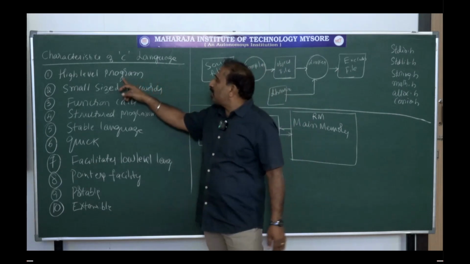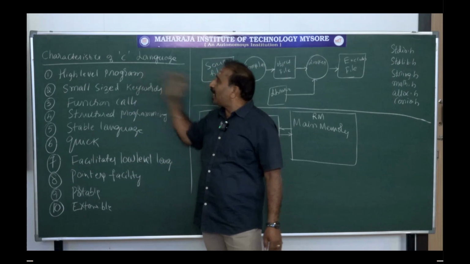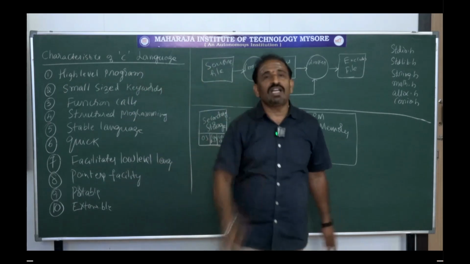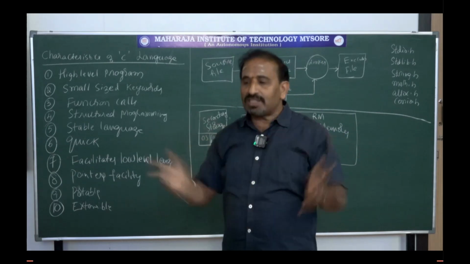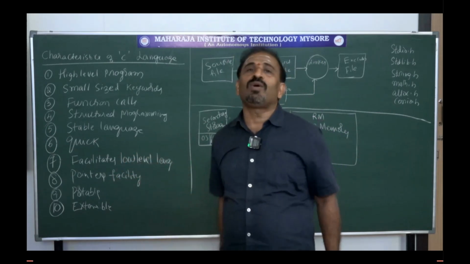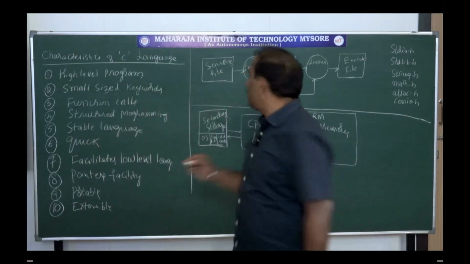This is called a high level program. We will see the characteristics one by one. One of the characteristics of C programming is that it is a high level language. What is this? Then obviously you should know what a low level program is. A low level program is something like this.